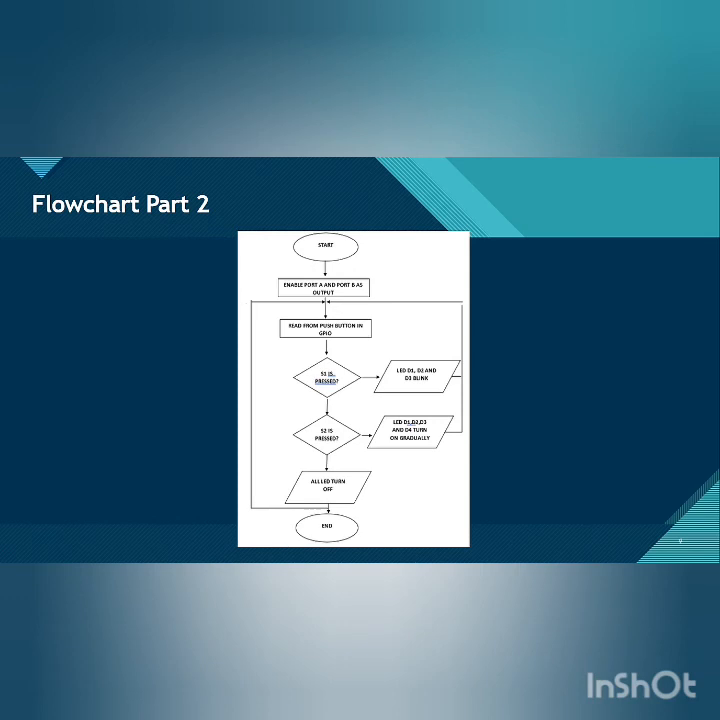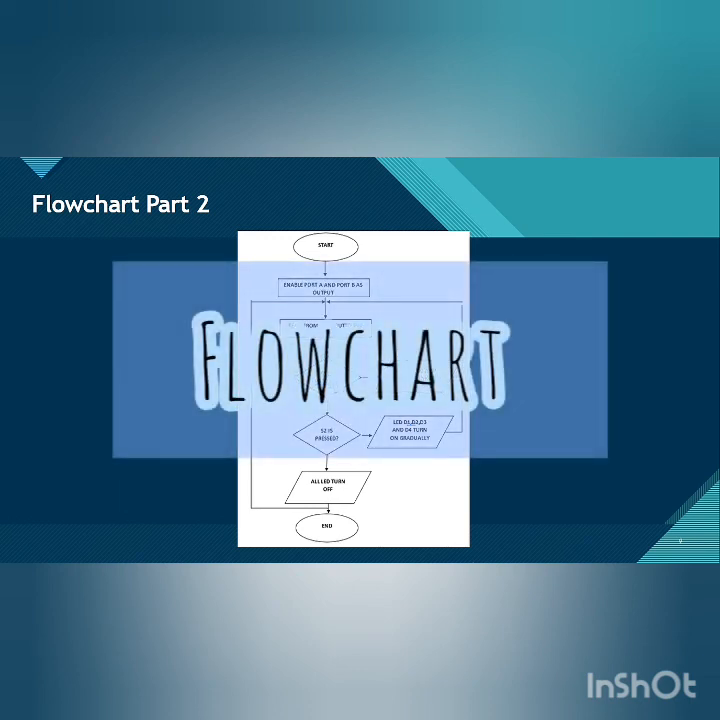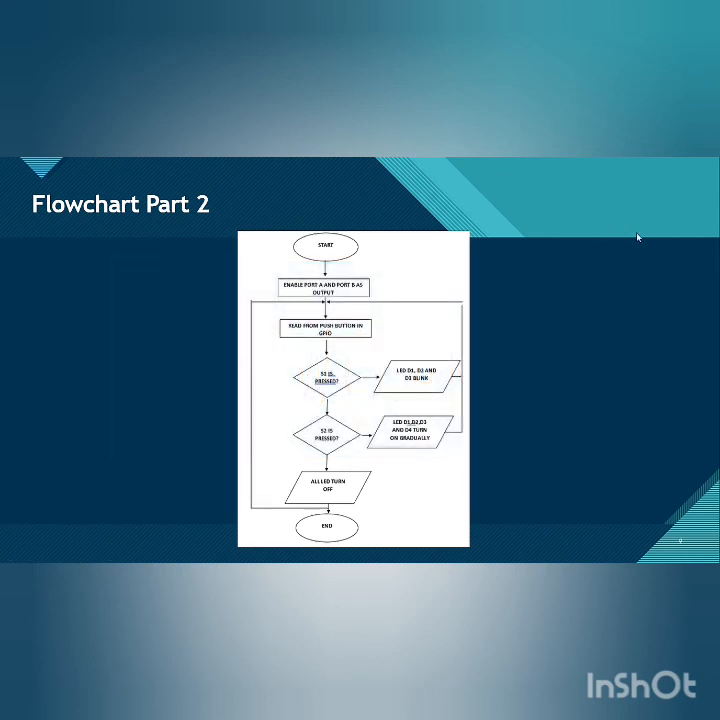So this is the flowchart for part 2. As you can see, of course, it will begin with start, and then we will enable port A and port B as output, and then it will read from the push button in GPIO. If switch 1 is pressed, the LEDs D1, D2 and D3 will blink. If S2 is pressed, the LEDs D1, D2, D3 and D4 will turn on gradually, else all LEDs will turn off and then the process will go to the end.